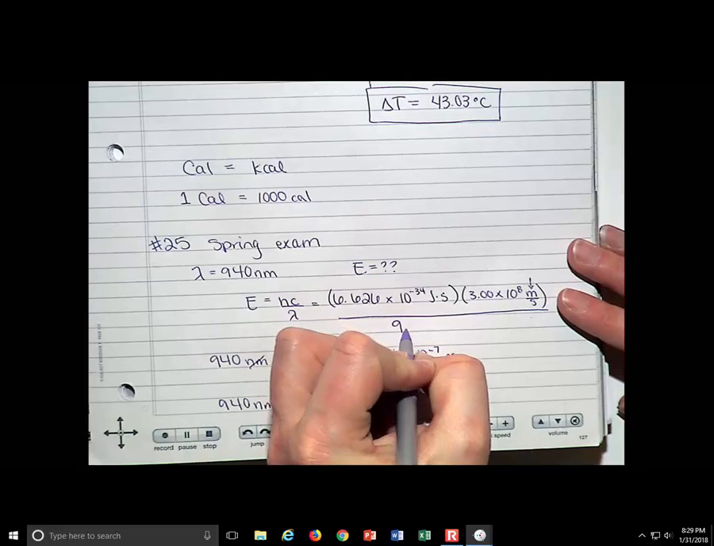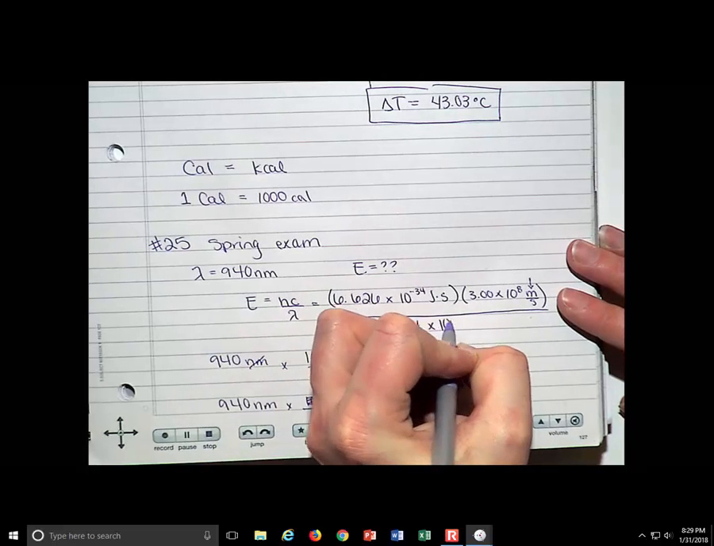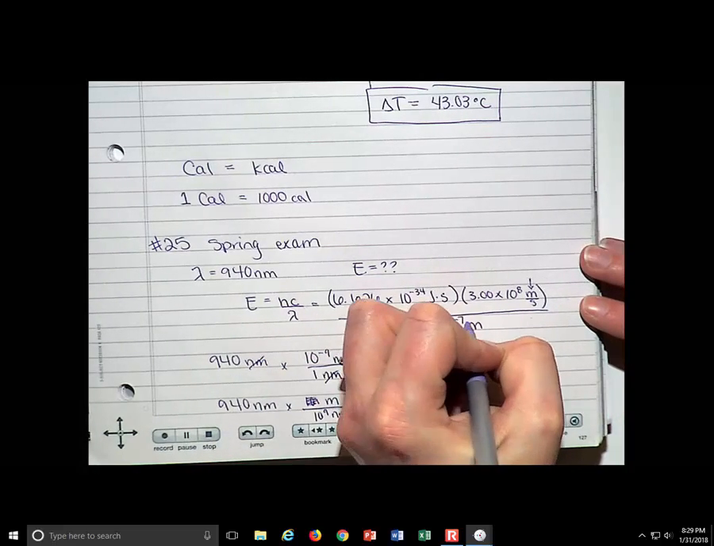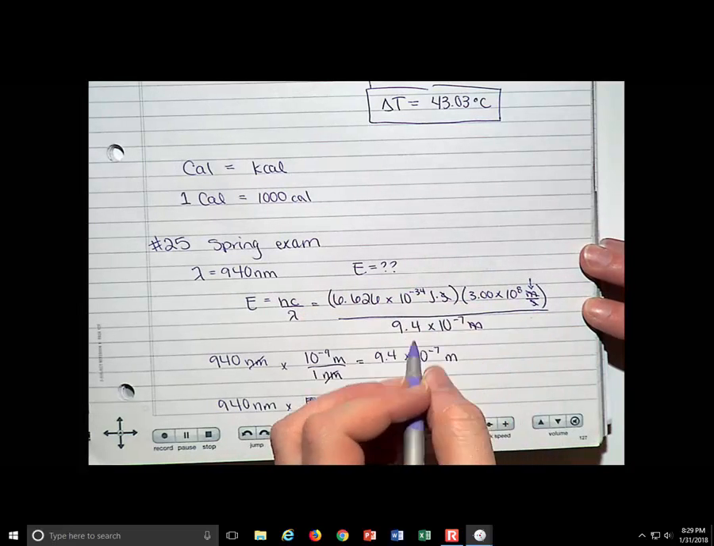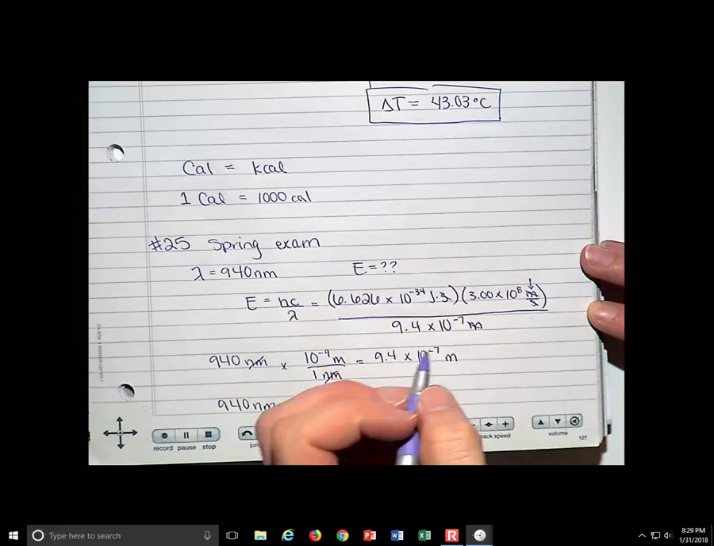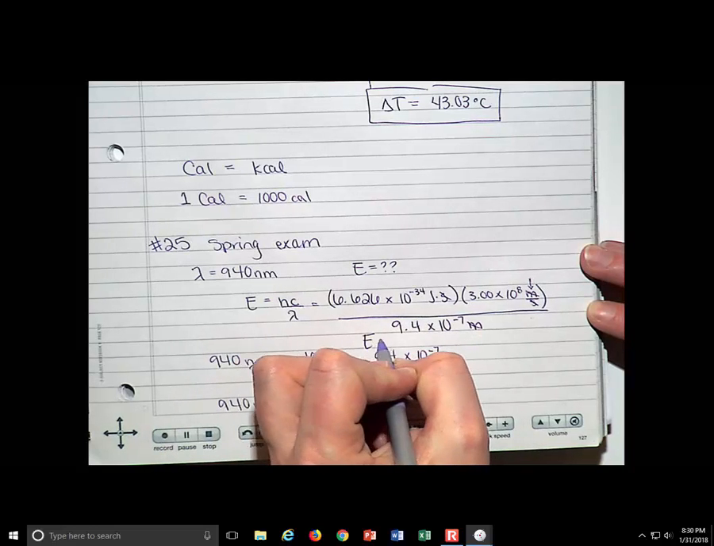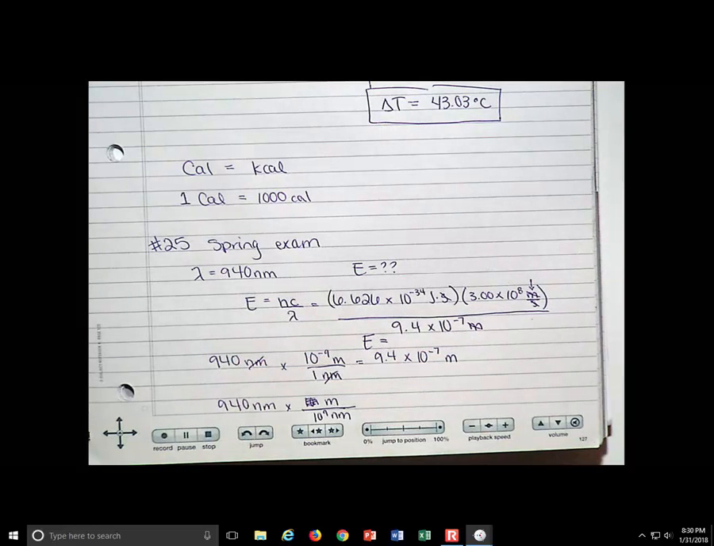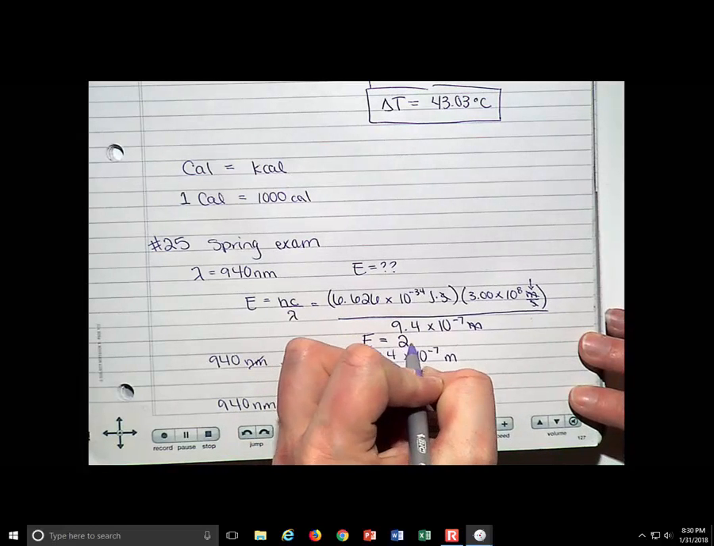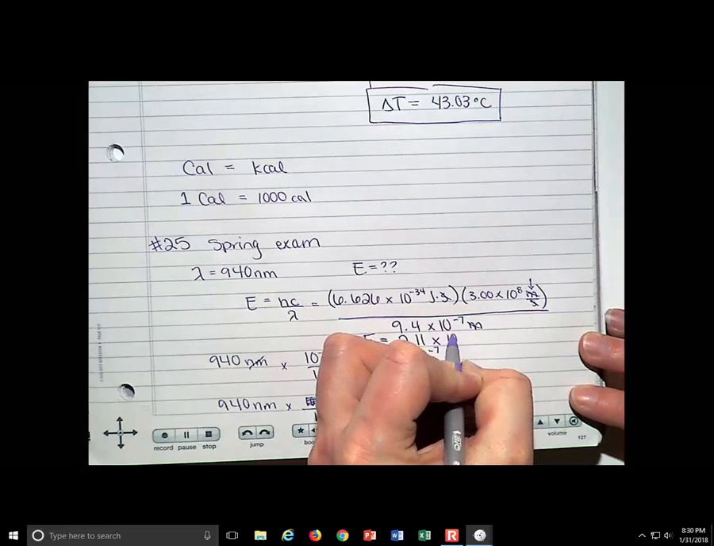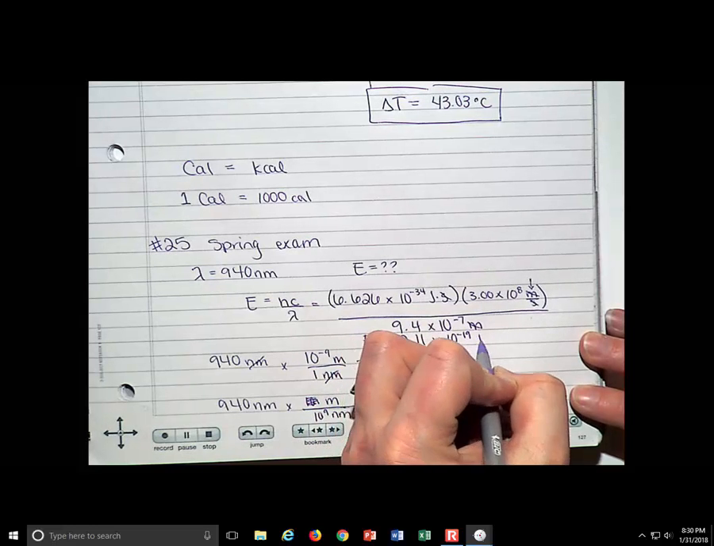So back to this problem, 9.4 times 10 to the minus 7th meters. Meters would cancel, seconds would cancel. We'd be left with joules, which is a good thing because energy's in joules. And then energy is going to be equal to 2.11 times 10 to the minus 19th joules.